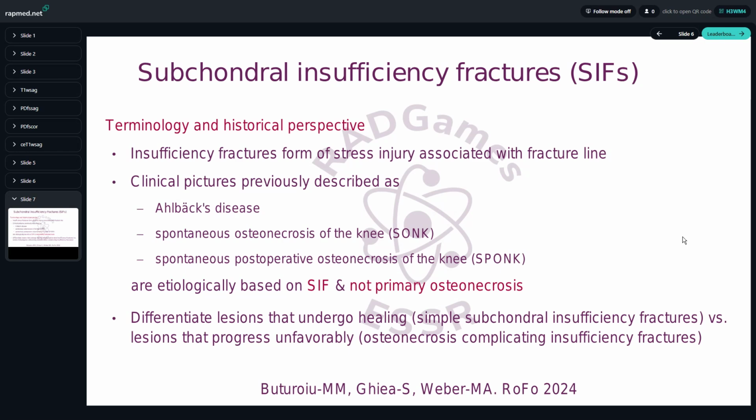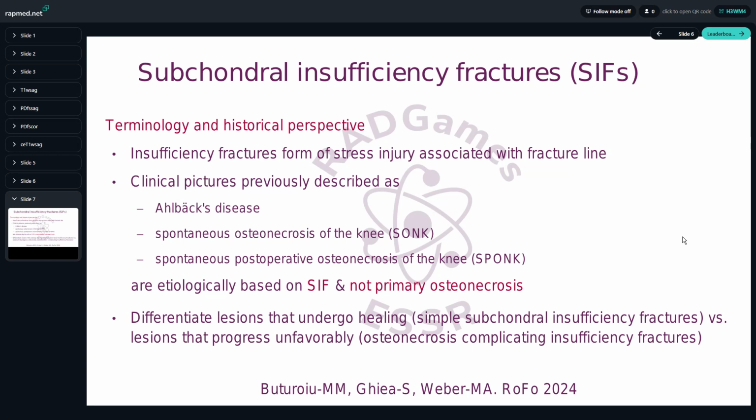And just have a look for the fracture line, because this helps you to differentiate simple subchondral insufficiency fractures that have a good prognosis from those complicated by osteonecrosis with an unfavorable prognosis. And just the extent of the fracture line and the extent of an, let's say, avascular area between the fracture line and the subchondral bone plate helps in making a good prognosis assessment, because this is what the patient and the clinical partners want to know from us.